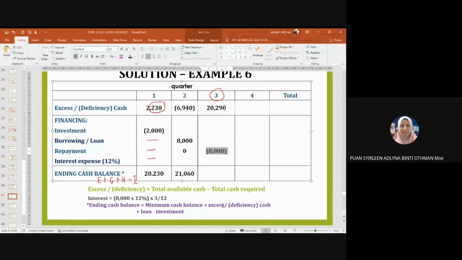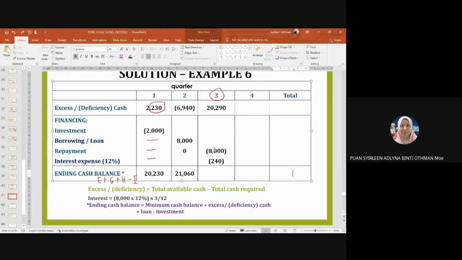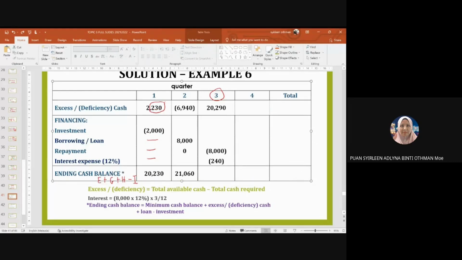I bukan bayar principal saja ya. Saya kena bayar juga interest. So interest dia ialah RM240. Macam mana dapat interest? Ini kuarter kedua, 3 bulan. Ini kuarter yang ketiga, 3 bulan. So pinjaman ni you hanya pinjam selama 3 bulan. So your investment is 8,000 times 12%. Interest rate 12%, tapi kita bayar untuk 3 upon 12 saja. That's how I get RM240. So you kena bayar 8,000, you kena bayar 240.